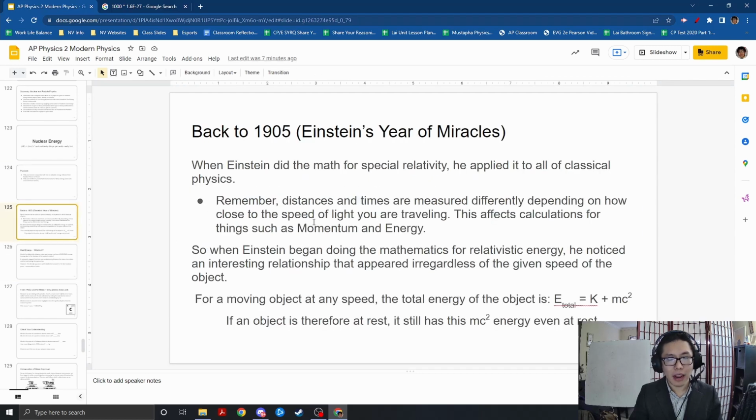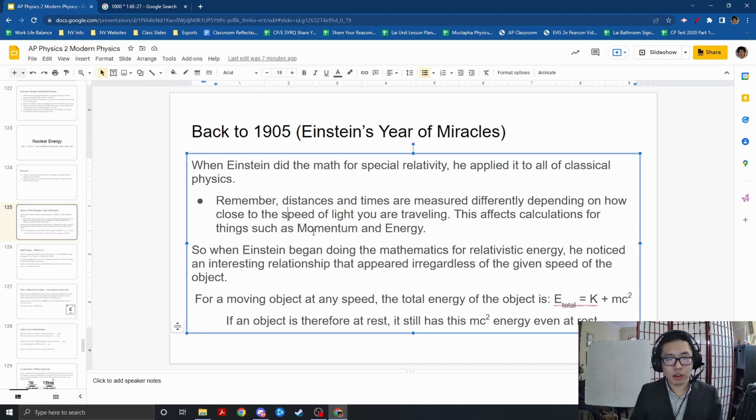So let's go back first to 1905, Einstein's year of miracles. I think it was called Annus Mirabilis. All right, and what Einstein ended up doing was applying special relativity to all of classical physics. He wanted to figure out what would all the classical physics equations be if you apply special relativity to make sure that all frames of reference would measure the speed of light to be the same.